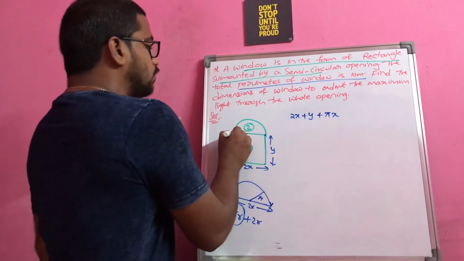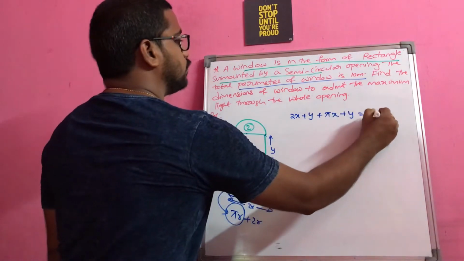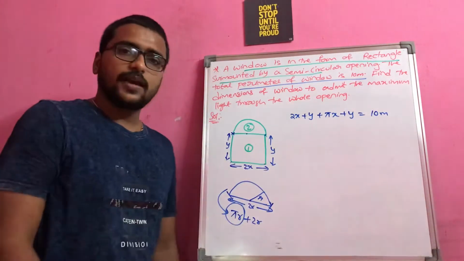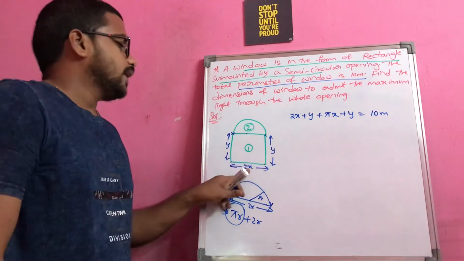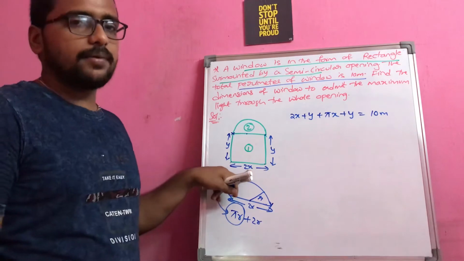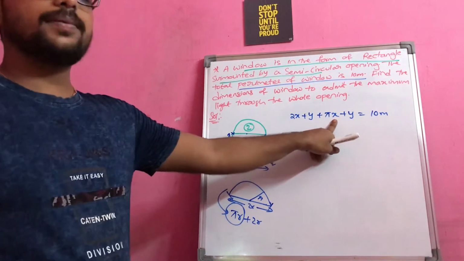So till here you counted just now. From here to here again it is y units. This is equal to 10 meters they had given, right? So for this sake, if I take this as x, what will happen? My radius will become x by 2. Then this x has to be replaced with x by 2.